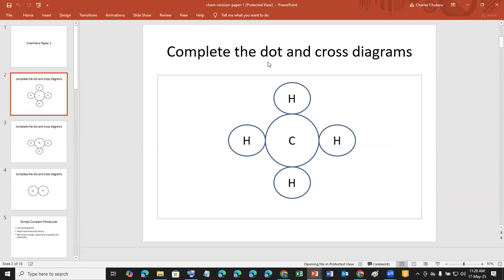Okay, it says complete the dot and cross diagrams. What it is simply saying here is that this is methane, the first alkane in the alkane homologous series. What is between these is a covalent bond. It's covalent bonds that are there. All right, so to represent covalent bonds, we usually use X to represent the electrons that they're sharing.